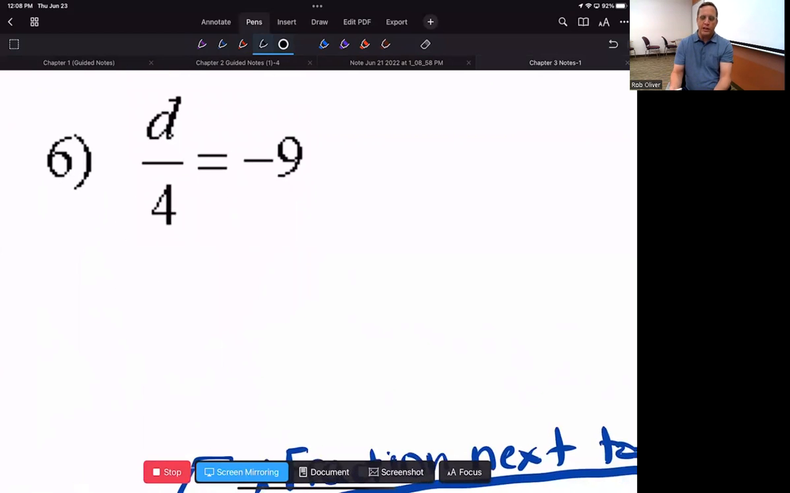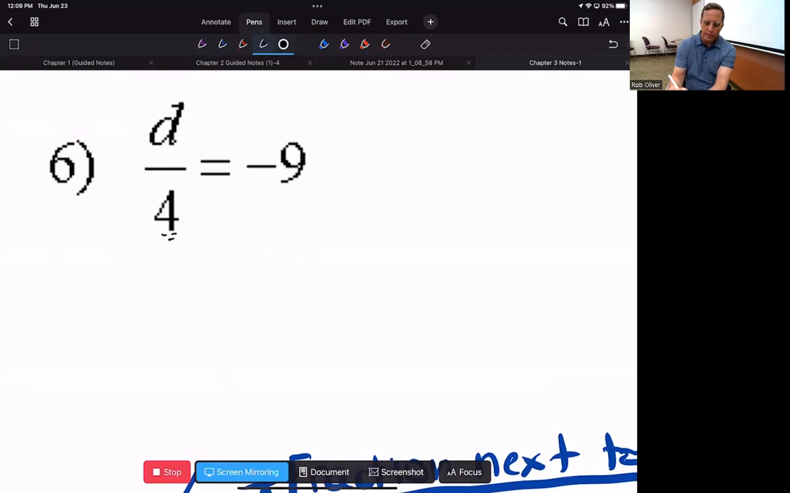All right, for number 6, this is our first example that has division in it. It has d over 4. D, a number divided by 4, equals -9. So when we have division, the inverse operation of division is, yes, of course, multiplication. So we're going to multiply both sides by 4.